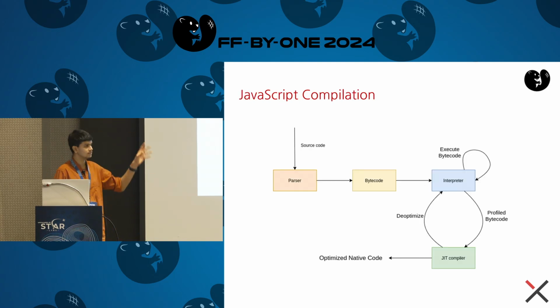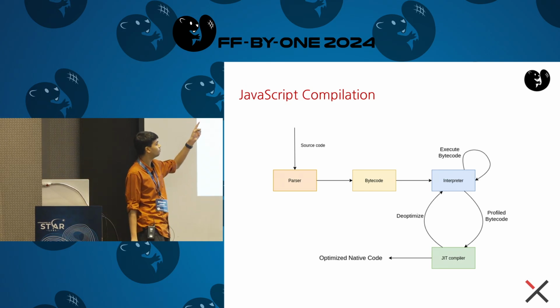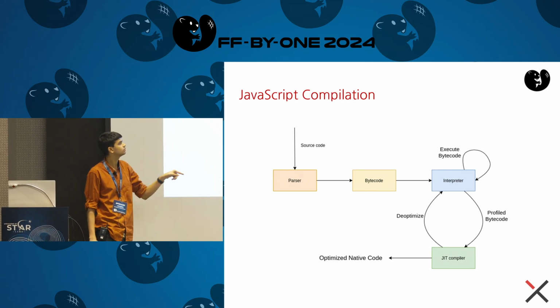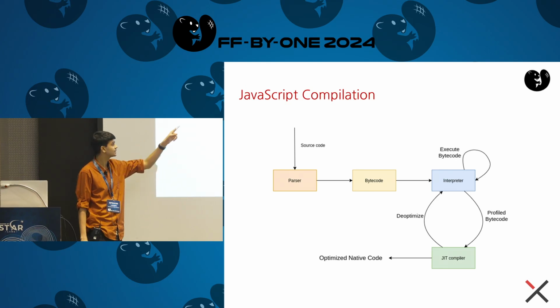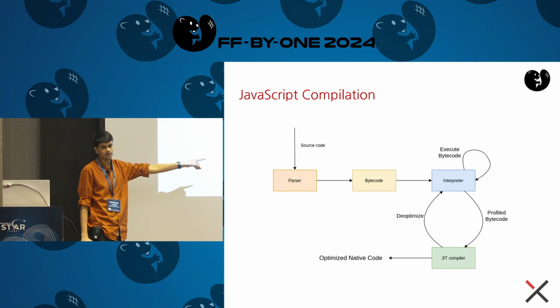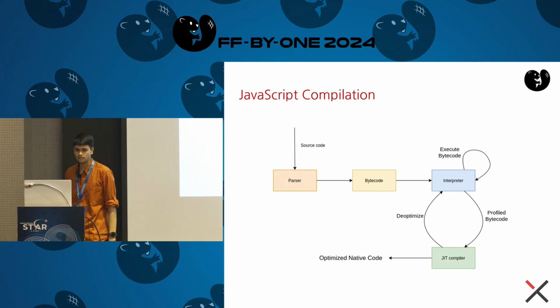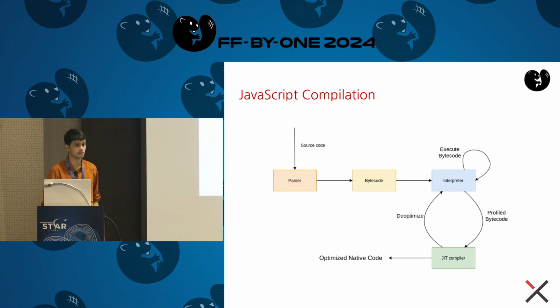So pictorially, the previous slide looks like this. Source code is now parsed by the parser into bytecode. Bytecode is consumed by the interpreter. The interpreter executes the bytecode, and the baseline also executes the bytecode. And the profiled bytecode is now passed to the JIT compiler, which emits optimized code. And if there is a speculation failure, it goes back to the interpreter or the baseline compiler.